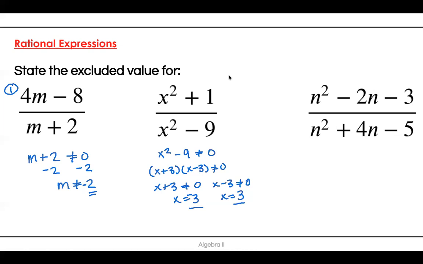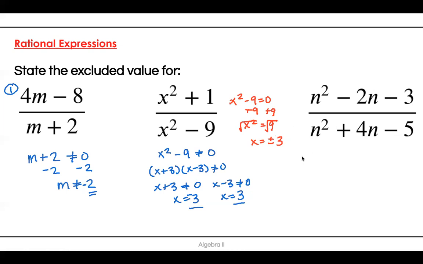You could have also used the square root property to solve, but you have to make sure that when you use the square root property and take the square root of both sides, you know that it has to be plus or minus 3. So you end up with the same thing there.